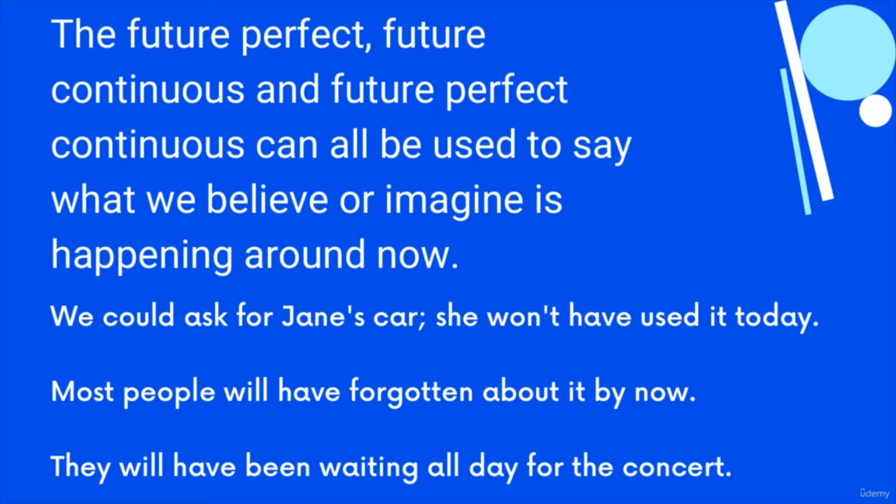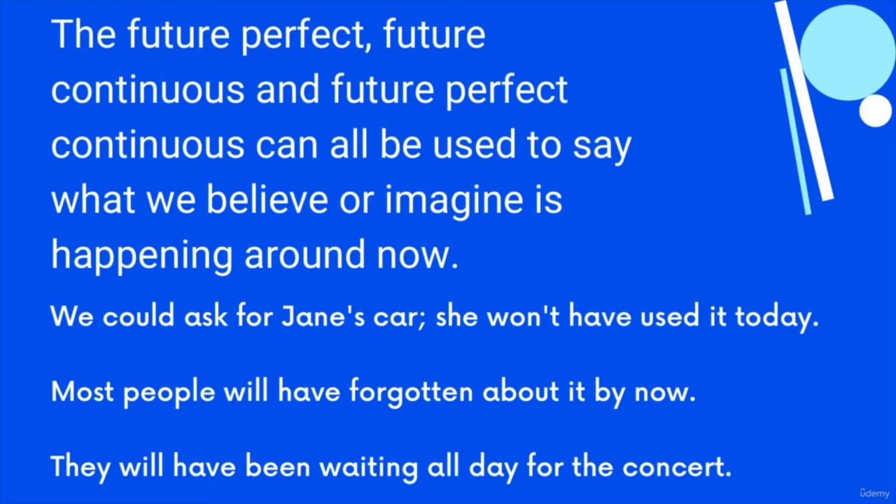The future perfect, future continuous, and future perfect continuous can all be used to say what we believe or imagine is happening around now. Here are some examples. We could ask for Jane's car. She won't have used it today. Most people will have forgotten about it by now. They will have been waiting all day for the concert. All of these sentences are talking about what we believe or imagine is happening around the present moment.